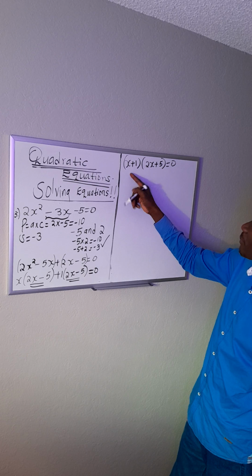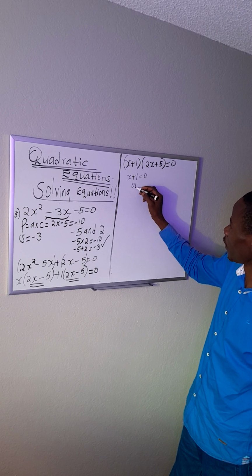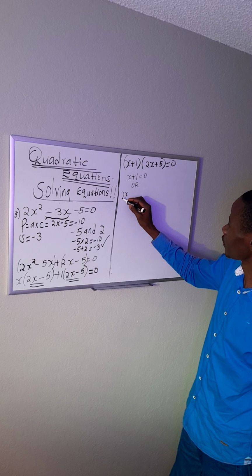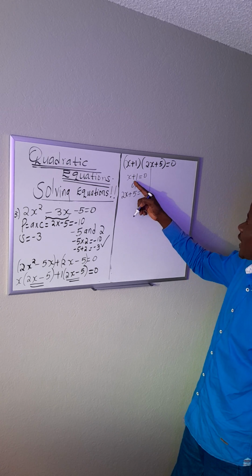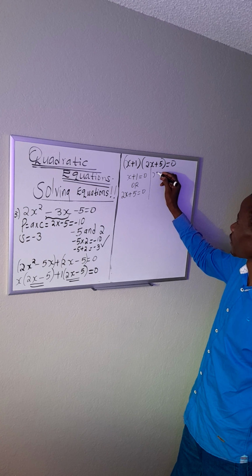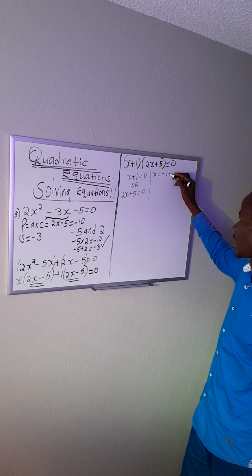Then I equate this bracket to 0 by saying x plus 1 is equal to 0, or 2x plus 5 is equal to 0. I solve for the value of x in the first equation. x will be equal to -1 when this x crosses the equal sign.